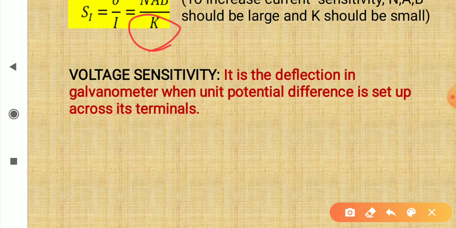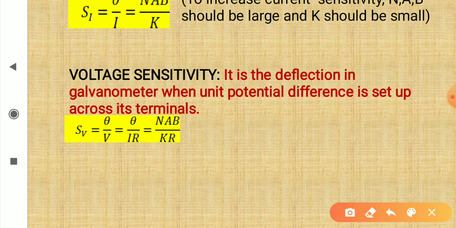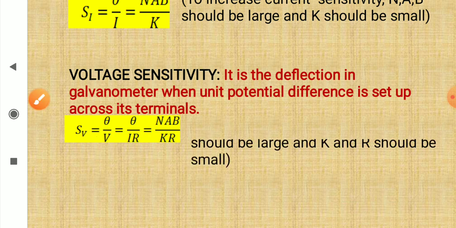Now voltage sensitivity. It is the deflection in galvanometer when unit potential difference is set up across its terminals. That is deflection per unit potential difference, and you know that V is equal to IR, where R is resistance of the loop or the coil. So putting the values, you get NAB upon KR, और इसको बढ़ाने के लिए again N, A and B should be large, K should be small, R should be small.